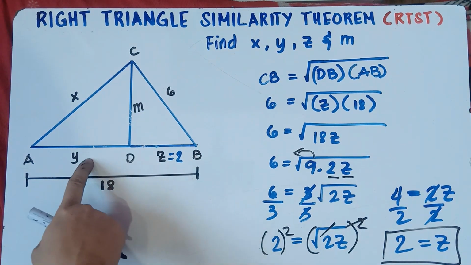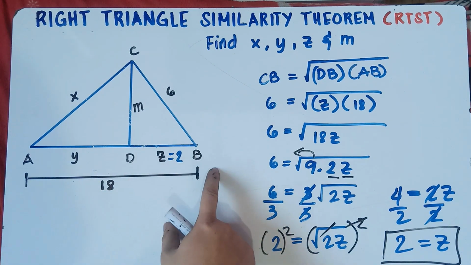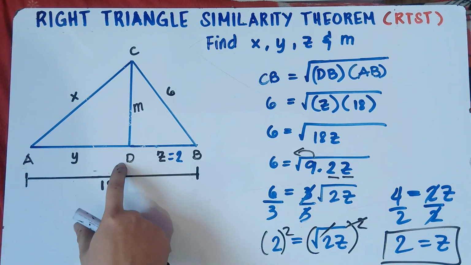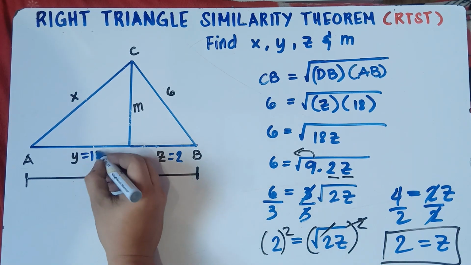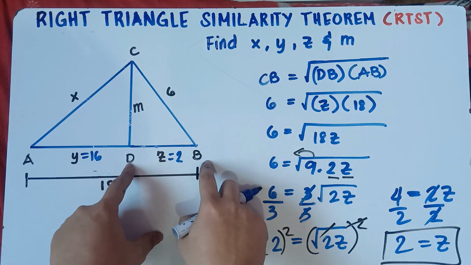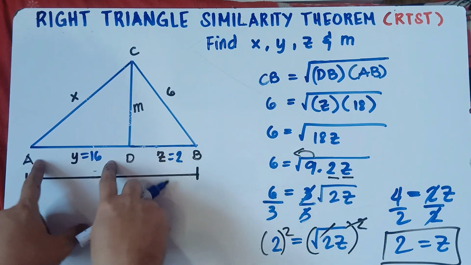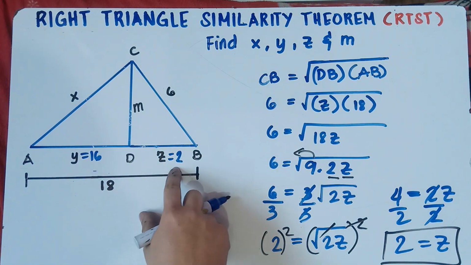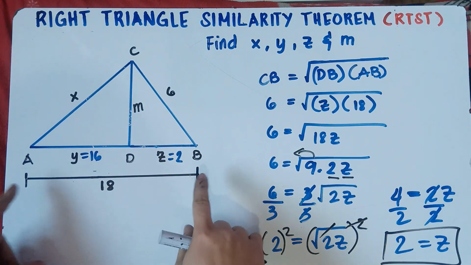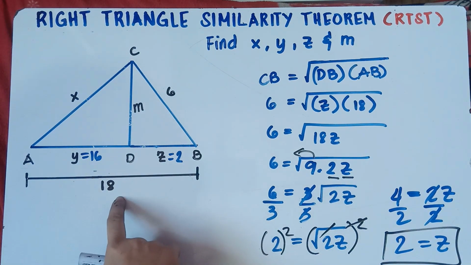Now, can we get y? Yep, because AB is 18, therefore AD is 16. 18 minus 2, that is 16, right? Because AD plus DB is 18, and 16 plus 2 is 18. So therefore this AD is 16, because AB is 18. So y is equal to 16.